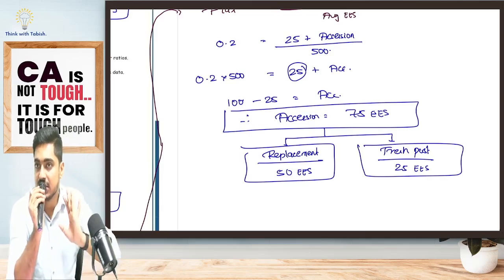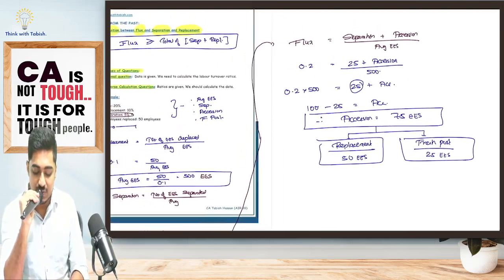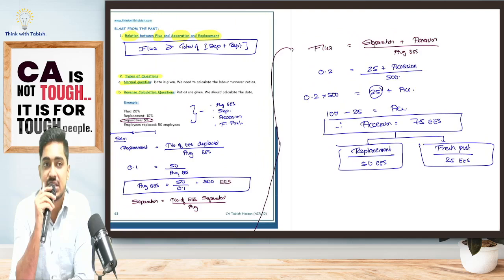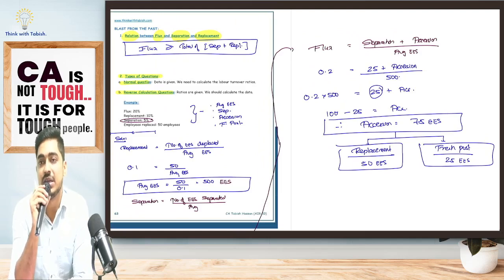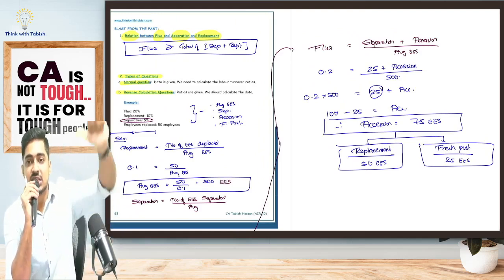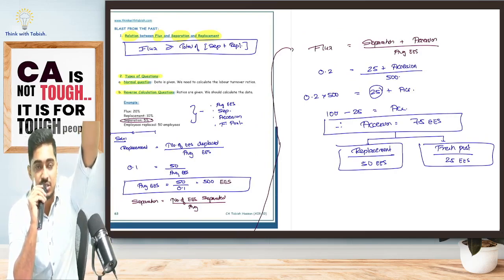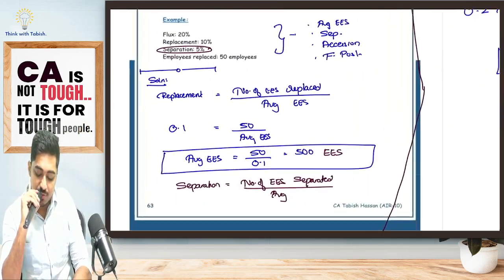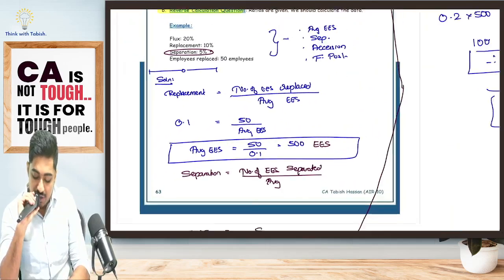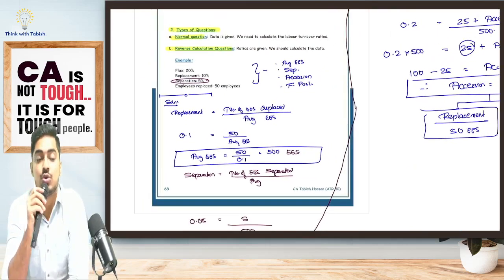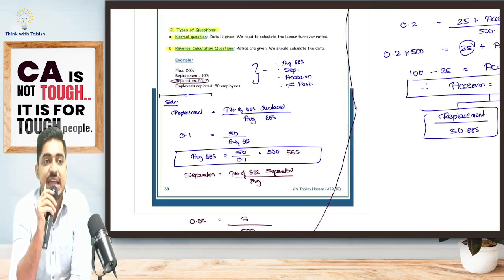Is this clear? Now, if a question like this comes in the examination, which has come many times, what will they ask? They will first ask to calculate the average number of employees. Have I calculated the average number of employees? Yes. It will then say, calculate the total number of employees discharged.